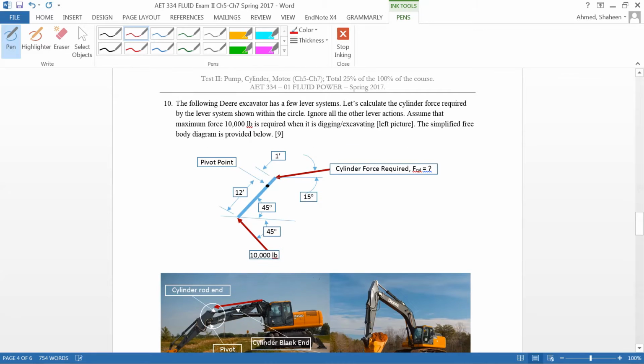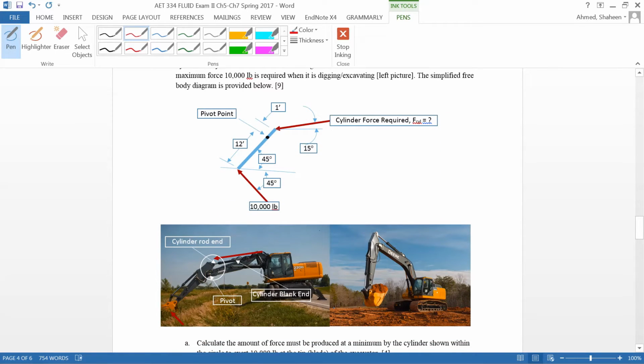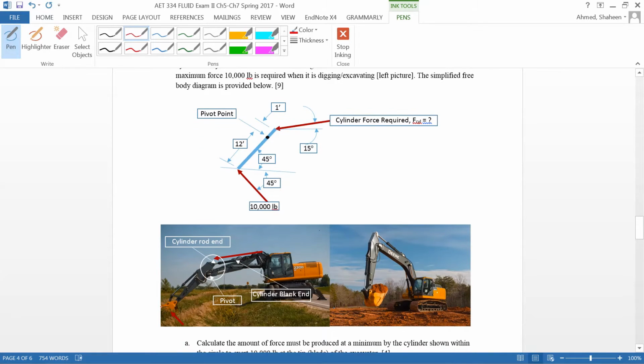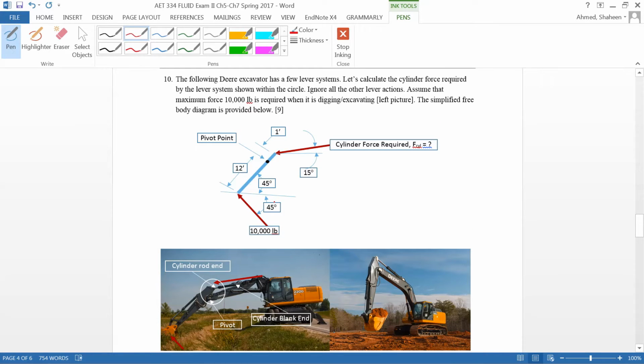This is a free body diagram from this John Deere excavator. So we can see that the 10,000 pound force coming from this way, or in other words, to dig in this place, it was assumed that it's going to take about that much amount of force. Then, what is the required cylinder force?